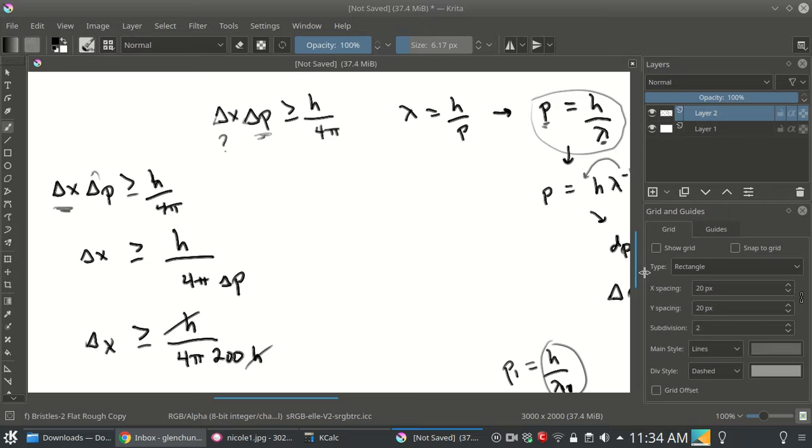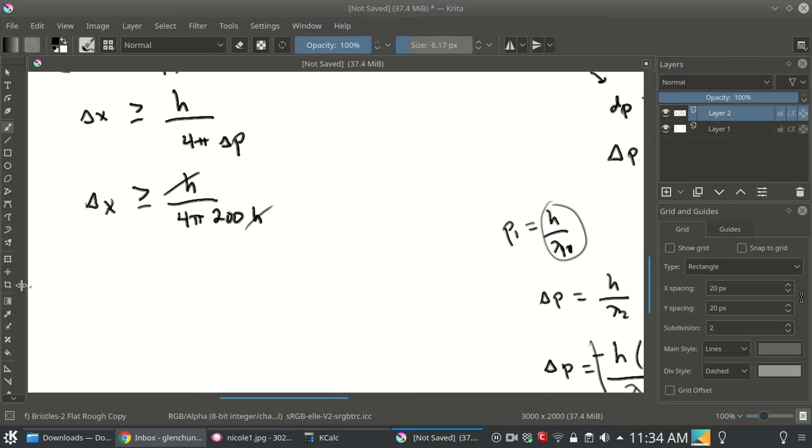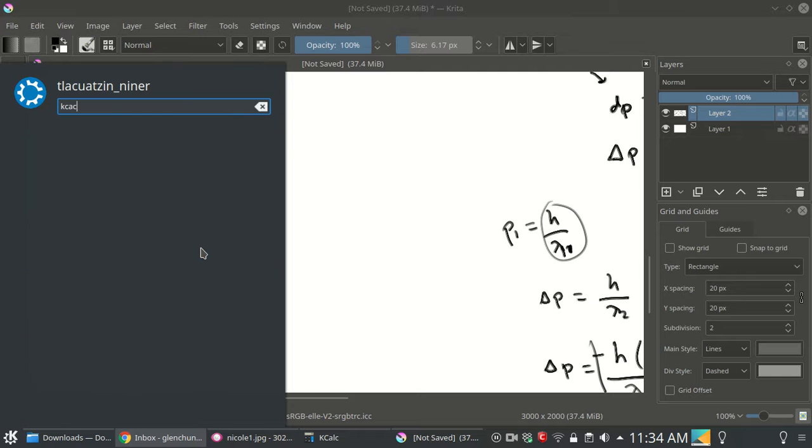So we end up with delta x is greater than or equal to 1 over 800 pi. So that is the uncertainty in the position, 1 over 800 pi. Now, what is 1 over 800 pi anyways? Do we have to know that? I guess you could just do that on your calculator.